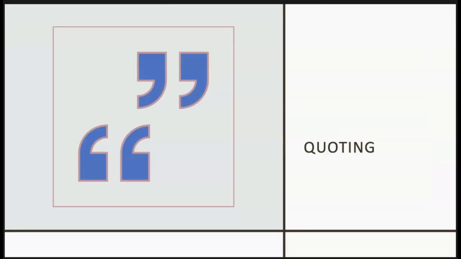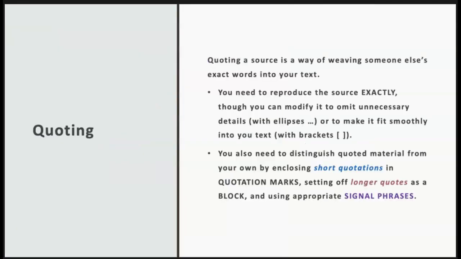All right, so let's talk about quoting. And when we talk about quoting, we're talking about directly quoting. Quoting a source is a way of weaving someone else's exact words into your text. So you need to reproduce the source exactly, though you can modify it to omit unnecessary details. Like you can use that ellipsis, that dot, dot, dot, to omit unnecessary details.